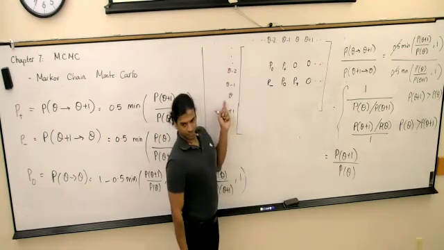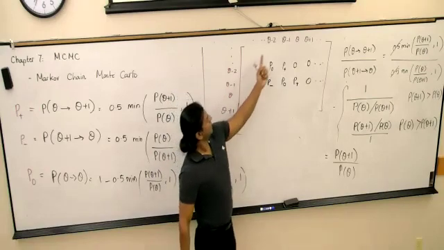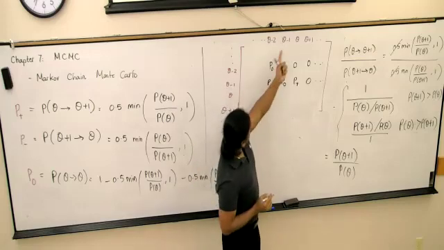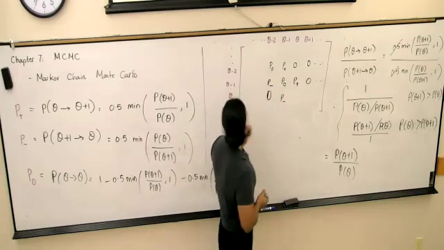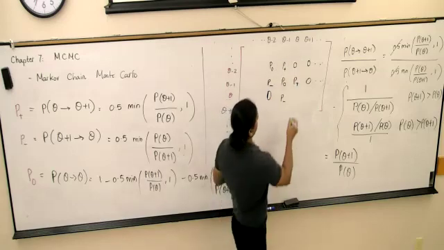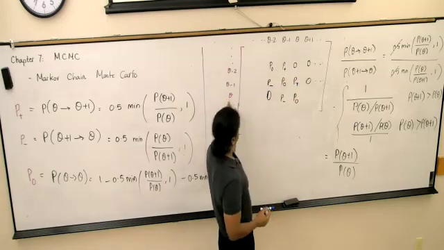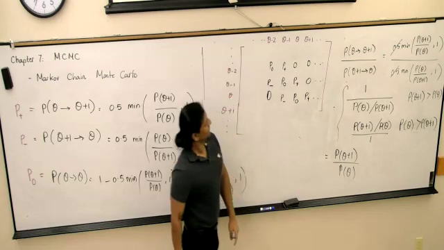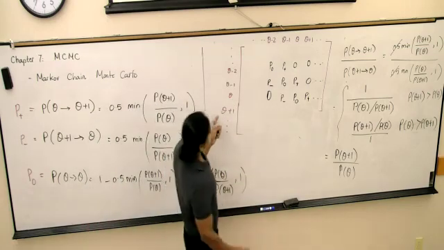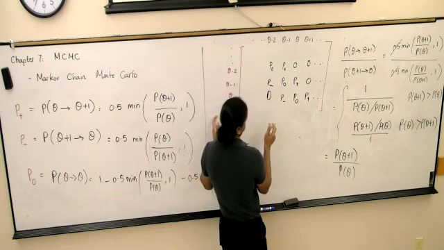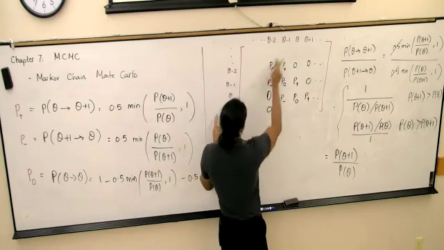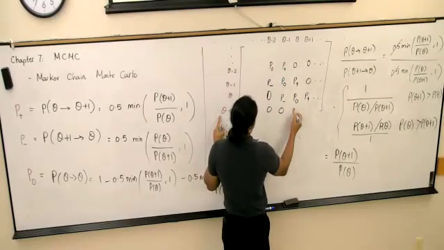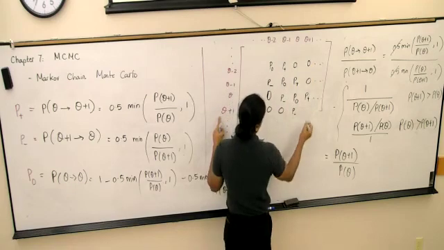You made some matrices like these. Theta to theta minus 2, 0. Theta to theta minus 1, P minus. Theta to theta, P0. Theta to theta plus 1, P plus. Theta plus 1 to theta minus 2, 0. Theta plus 1 to theta minus 1, 0. Theta plus 1 to theta, P minus. Theta plus 1 to theta plus 1, P0.